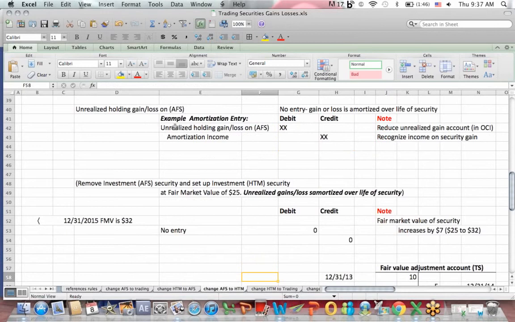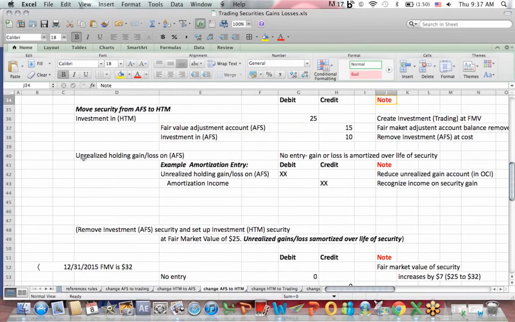So going forward, there's no fair market value adjustment for the security. If on 12/31/15 the value of the security was 32, the fair market value doesn't cause a change. There is no journal entry because it's now a hold to maturity security, and we don't adjust for increases and decreases in the fair market value.